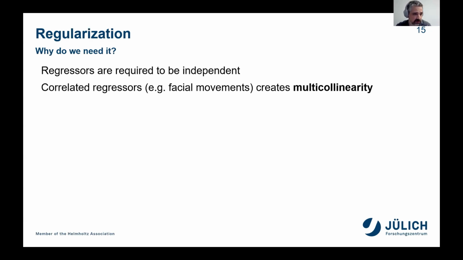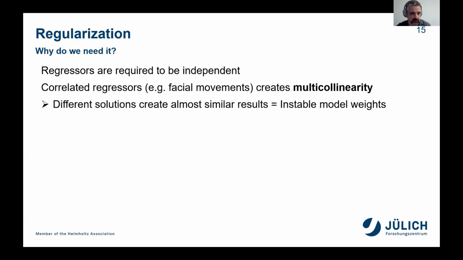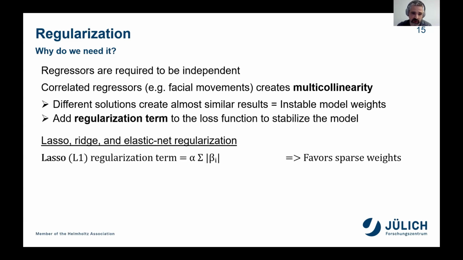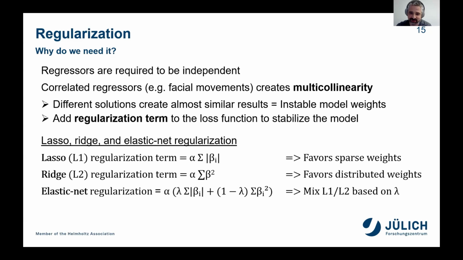You often need to regularize these models because if you have regressors that are related to each other, you have a model that has multi-collinearity in it, meaning that some regressors can explain the impact of other regressors. This means that you have different solutions to describe the neural data, which leads to unstable weights. The way to go through this is that you have to apply some kind of regularization. There are different ways of doing that. You can do lasso, ridge, or elastic net regularization.